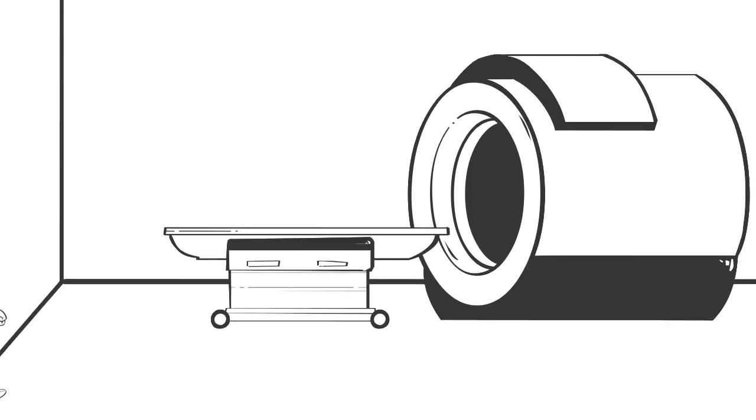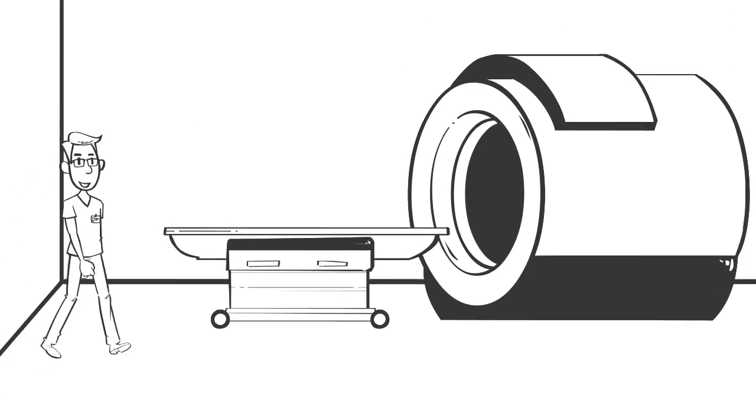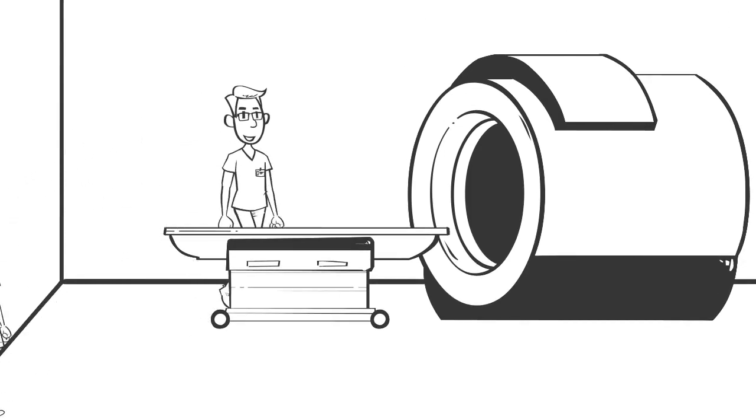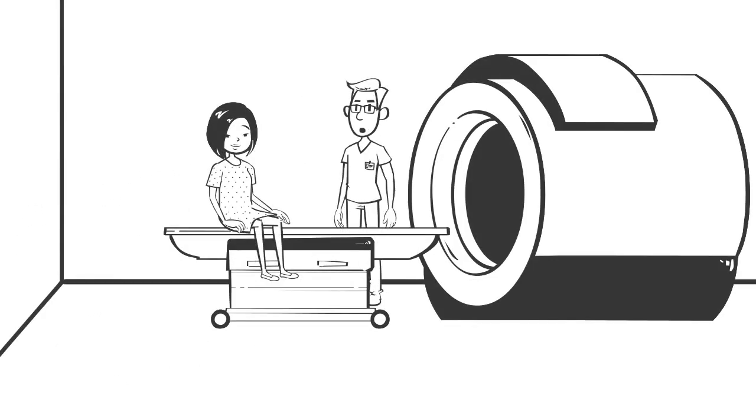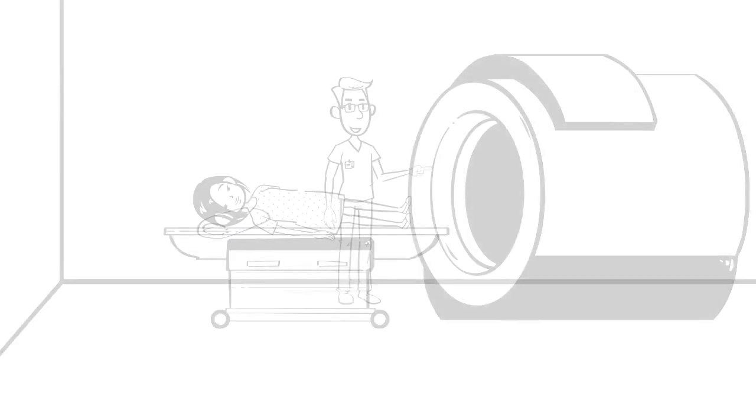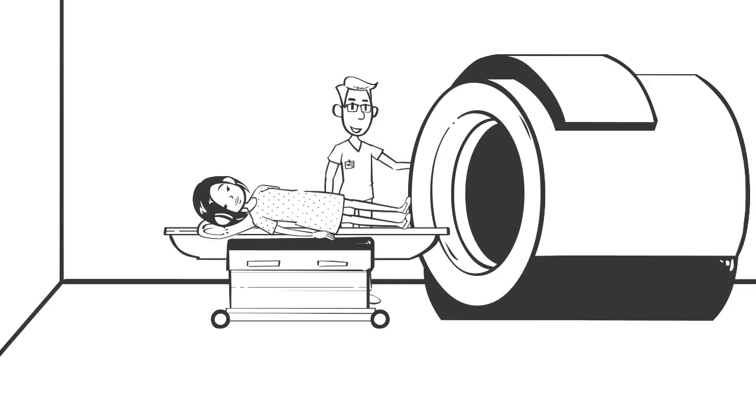When it is time for your scan, the radiographer will lead you into the MRI room and talk you through what is going to happen. You will then be asked to put on earplugs and headphones and asked to lie back on the bed. It is important that you get in a comfortable position, as you will need to remain still throughout the scan to avoid blurring in the images.